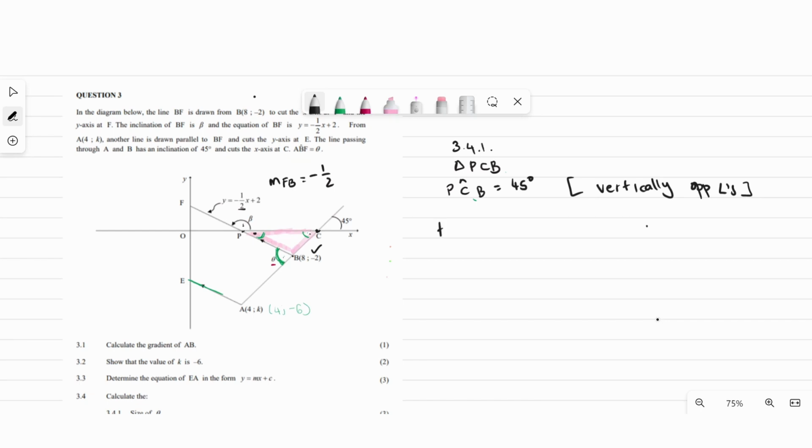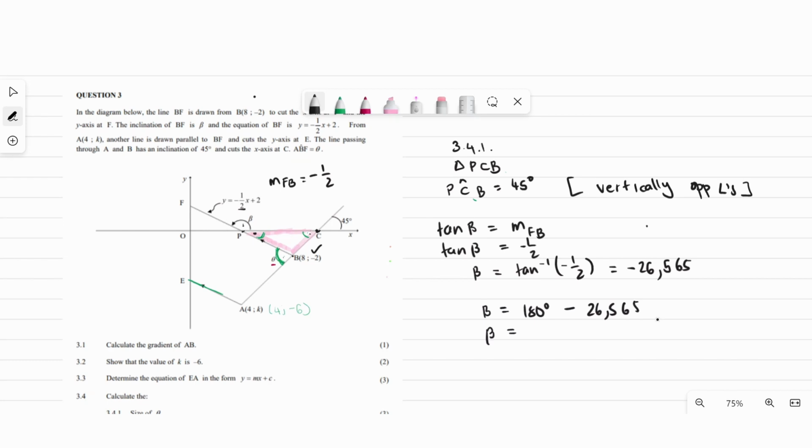Okay, so we're going to say tan beta is equal to mFB. So tan beta is going to be equal to negative a half. Then we're going to say arctan. So beta is going to be equal to arctan of negative a half. And what you're going to get is negative 26.565. But we want this to be a positive value. So therefore beta, to make it positive, is going to be 180 degrees minus 26.565, making beta equal to 153.43, right? So this is the beta.